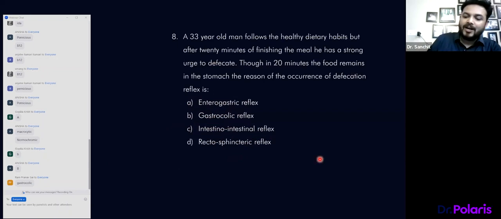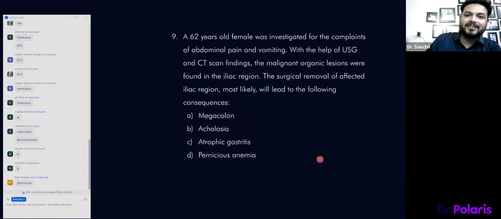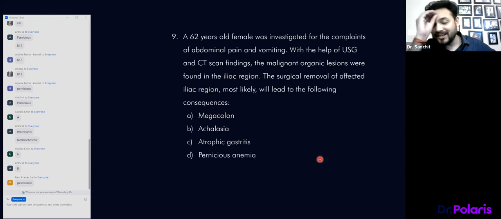Okay, fine. Now I move on to the next question, the 9th question, and here it comes in front of you. A 62-year-old female was investigated for complaints of abdominal pain and vomiting. With the help of ultrasound and CT findings, malignant organic lesions were found in the iliac region. Now see, this is only to make you confused. All these malignant organic lesions, all this is confusion. So for that malignancy, they did a surgical removal of the iliac region.